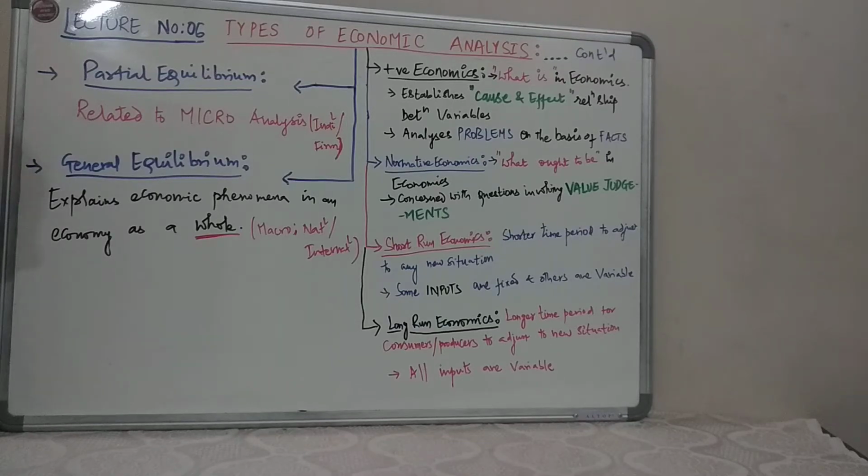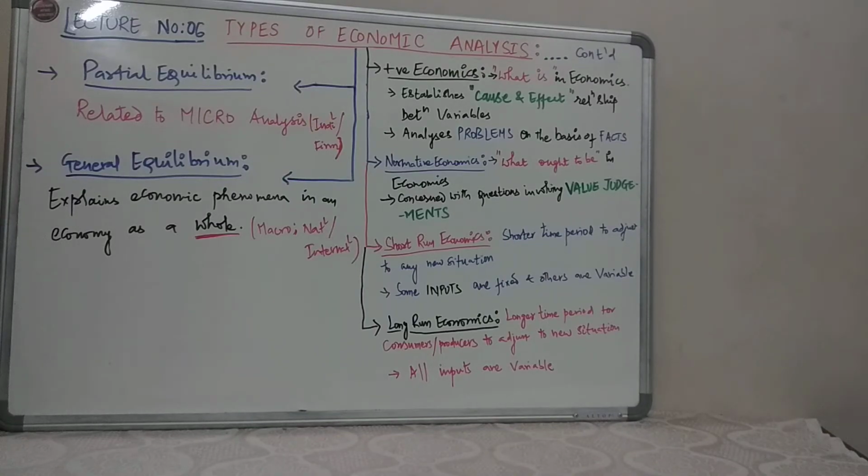Long run: a longer time for consumers and producers to adjust to new situations. We have ample time to adjust to new situations. We anticipate things beforehand, and accordingly we increase our prices on a long-term basis, and consumers also have a lot of time to adjust to this situation. That is what we call long-term economics. All inputs are variable. Everything can change. Here, in inputs, land, labor, capital, everything can change.